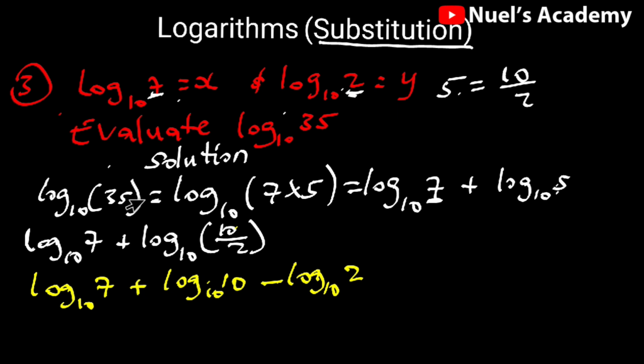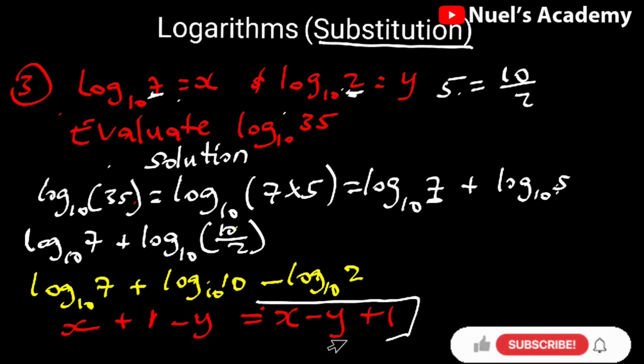So let's go ahead and substitute these values we are given. So we have that log base 10 of 7 is equal to x, then plus log base 10 of 10 is equal to 1, then minus log base 10 of 2, as we're given in the question, is y. So the final answer is equal to x minus y plus 1, and this is our final answer.